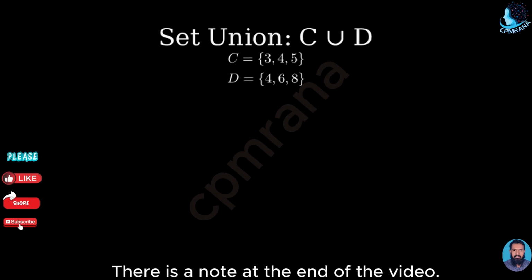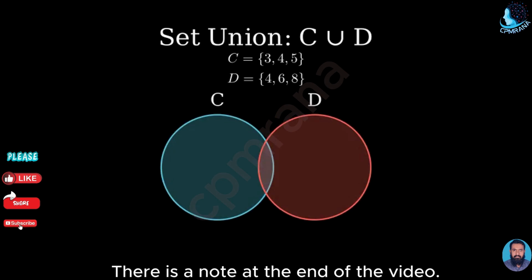Let's visualize these sets using a Venn diagram. Here we have two circles. The left circle represents set C, and the right circle represents set D. Notice how they overlap. This overlapping region will contain any elements that are common to both sets.